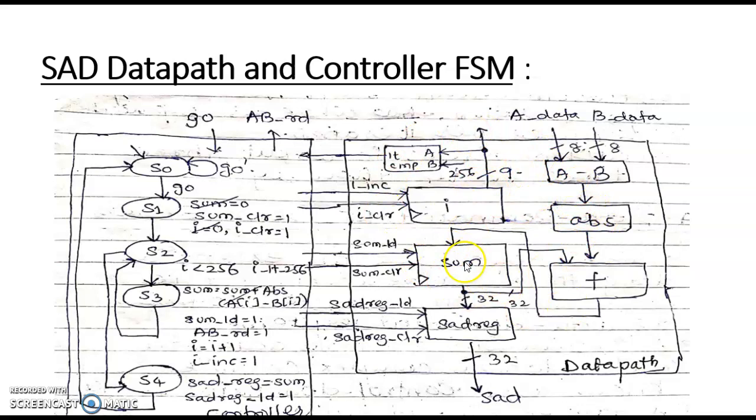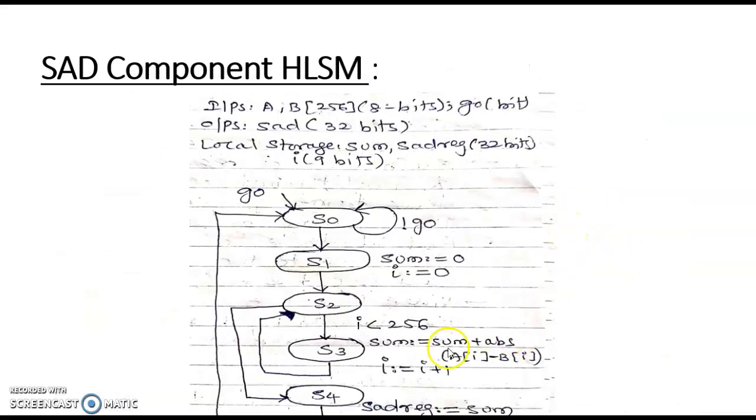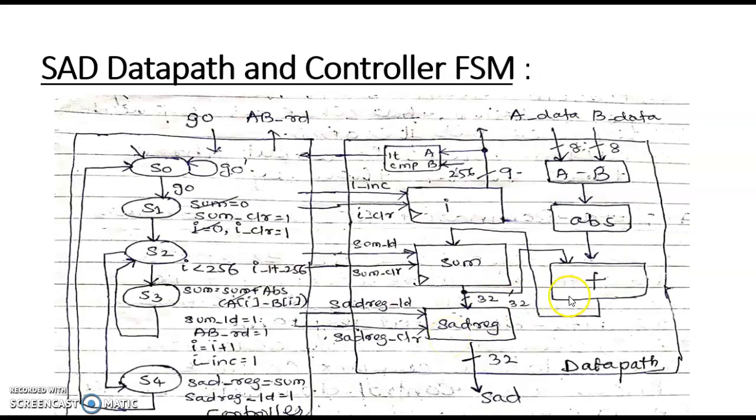Now what you need in the data path component: you need a subtractor, you need an absolute unit, and you need an adder. This adder is nothing but what? Here, once the absolute difference is found, it will be added with sum. That is done in the adder, and the output of this will be loaded in sum. This sum will be loaded if your sum load signal is 1. Sum clear is used to clear this register.